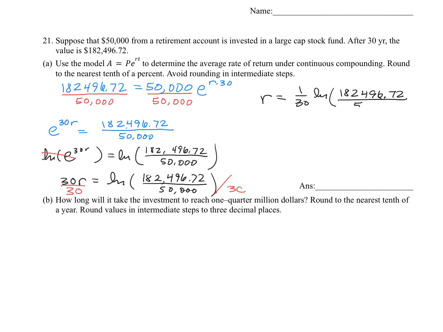182,496.72 divided by 50,000. When you put that into your calculator, you will get approximately 0.04316. And if we round that to the tenths place while converting it into a percentage, we get r is approximately 4.3%. And so that's the number we get.